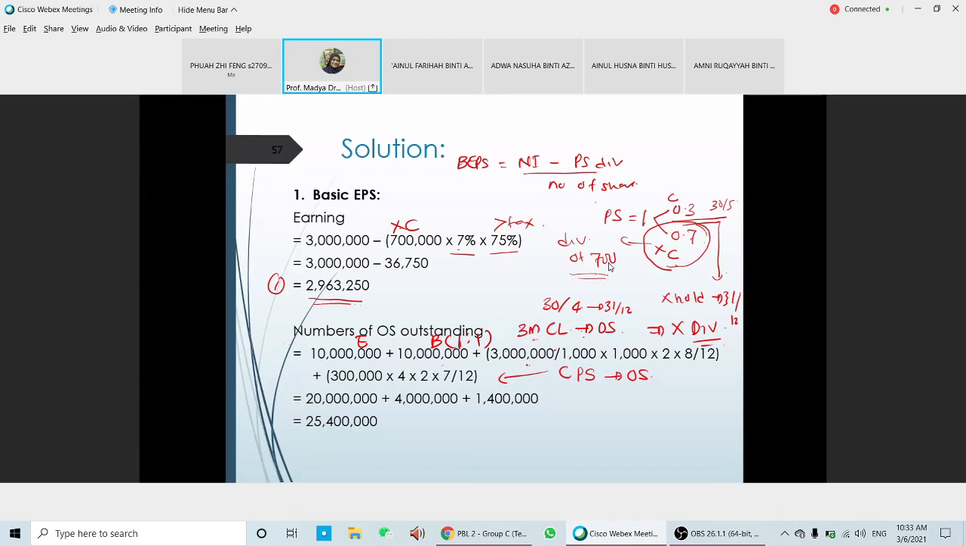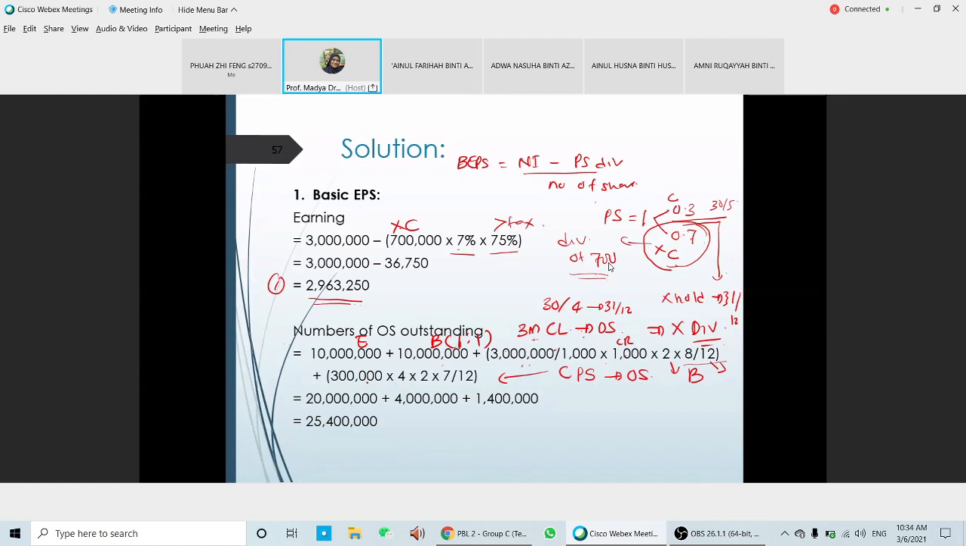So 3 million, we want to find in terms of number, 3 million divided by 1000 times 1000, the conversion rate here, times 2 here because of the bonus element, because this loan already existed prior to the announcement of the bonus. And then this 8/12 here is starting from 1st of May onwards, that one becomes an ordinary share. So it's already changed from loans to ordinary share. So that's why we need the times 8/12. Okay, that one is for a loan.